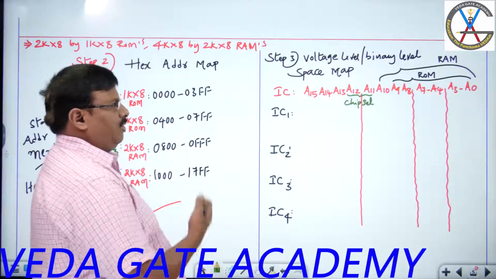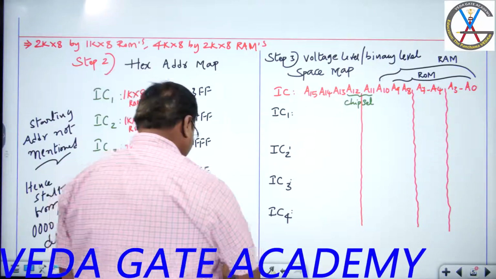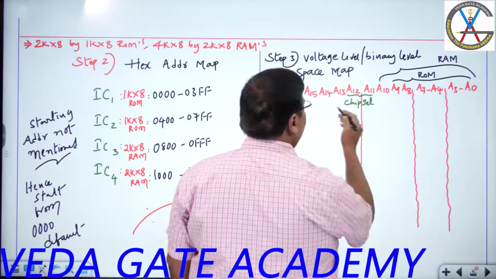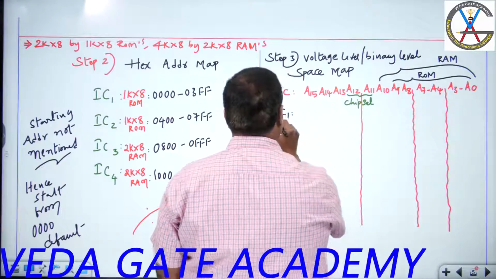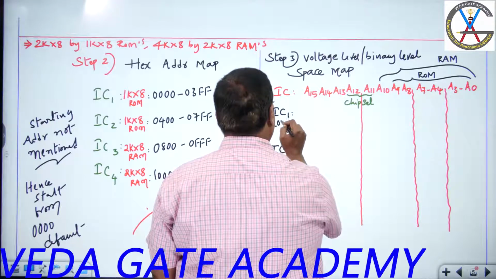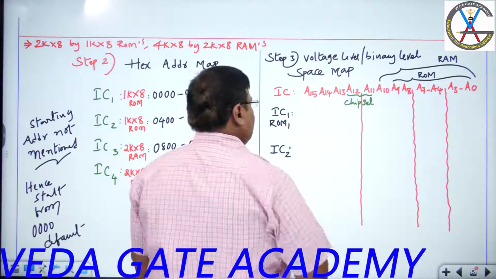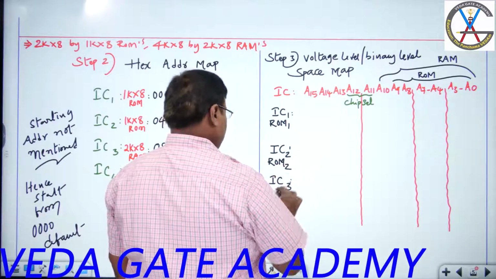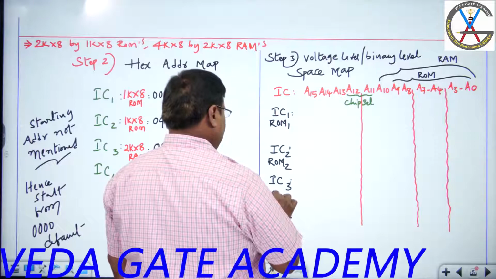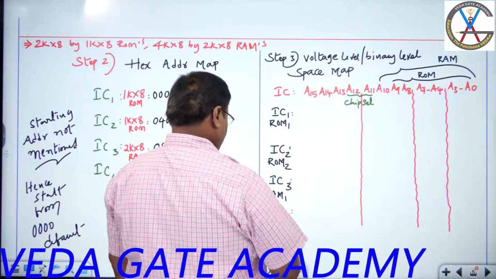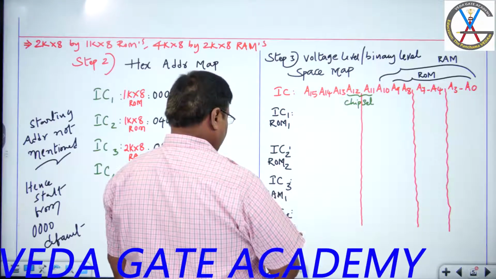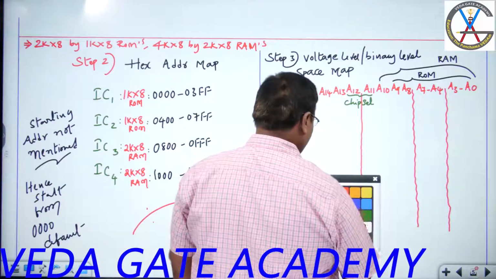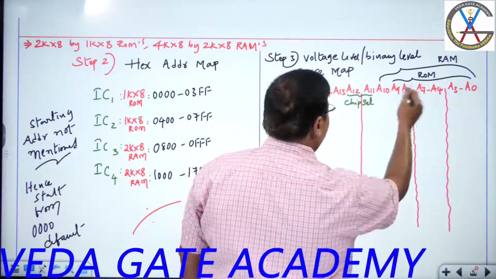Now let us see how do we define the address. Address lines of all. IC1, ROM 1, IC2, ROM 2, IC3, RAM 1, IC4, RAM 2. Now let us do that. Addressing please. A0 to A9 here.